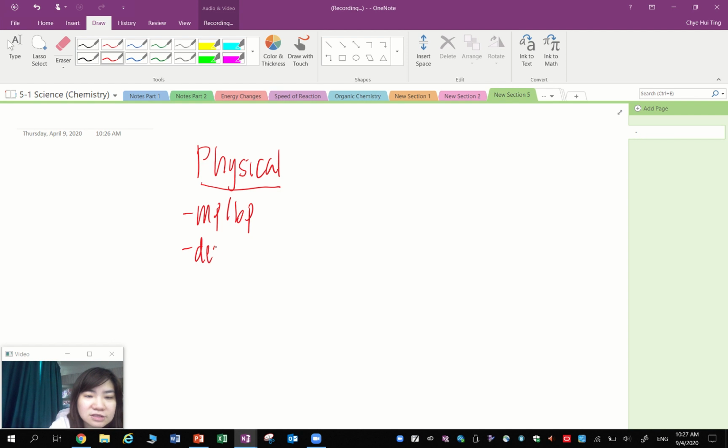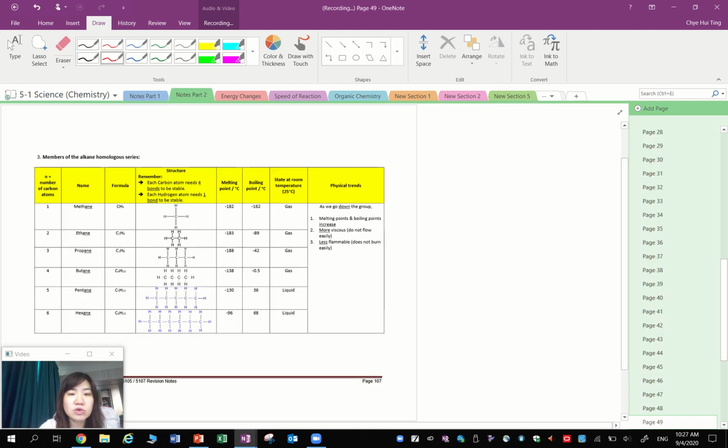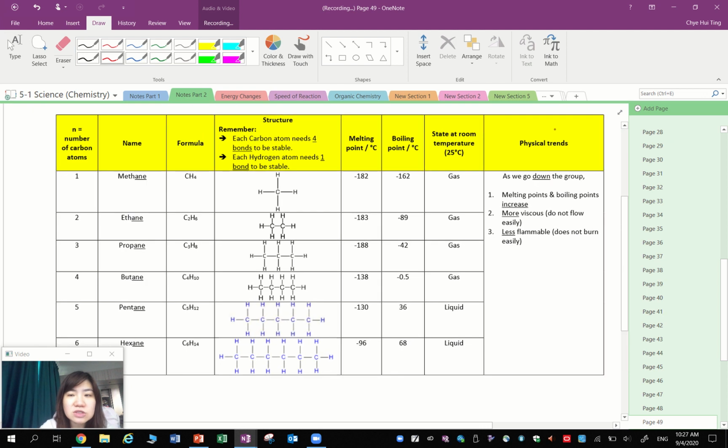I'm talking about density. I'm talking about heat conductivity or electrical conductivity. So basically, there are no reactions involved. So these are what we call physical properties. Okay, so if you go back to your alkanes and alkenes, the physical properties are actually in the last column of your tables. You should have the same table for alkanes, alkenes, alcohols, and carboxylic acid in your notes. For NA students, you only learn alkanes and alkenes.